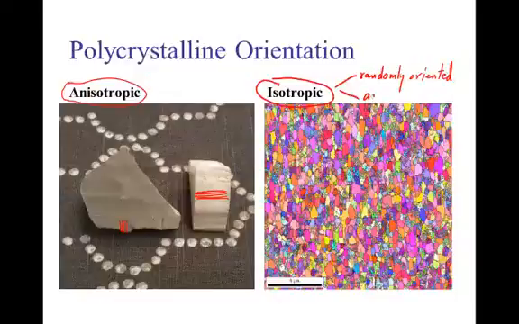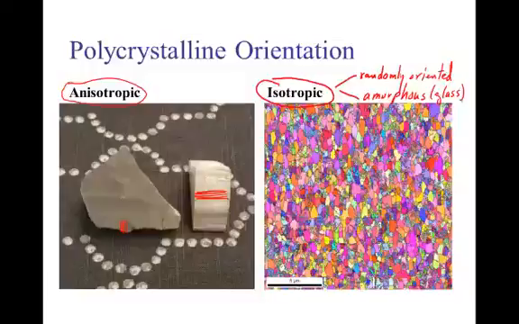And then the other case would be if you cooled the material too rapidly and it couldn't form any crystals and it remained amorphous. Amorphous or glass materials tend to be isotropic in material properties.